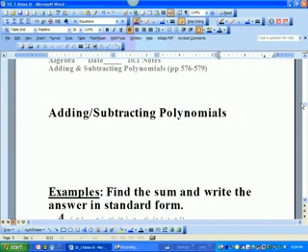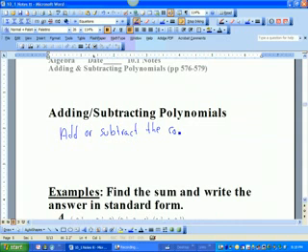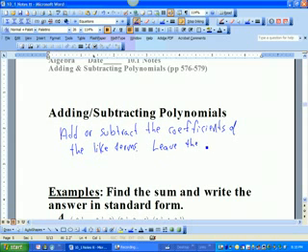Now, adding and subtracting polynomials. Here's the important thing, and this is where it gets confusing, so pay attention. When we add or subtract polynomials, we add or subtract the coefficients of the like terms. We don't do anything with the degrees. Leave the degree alone.